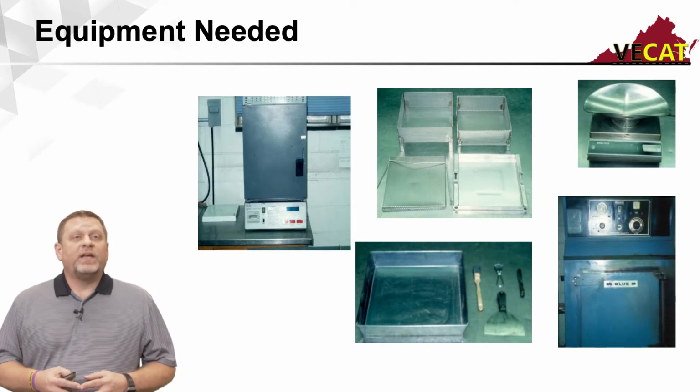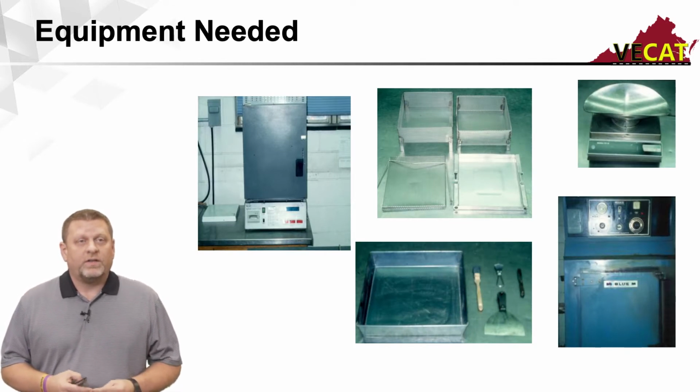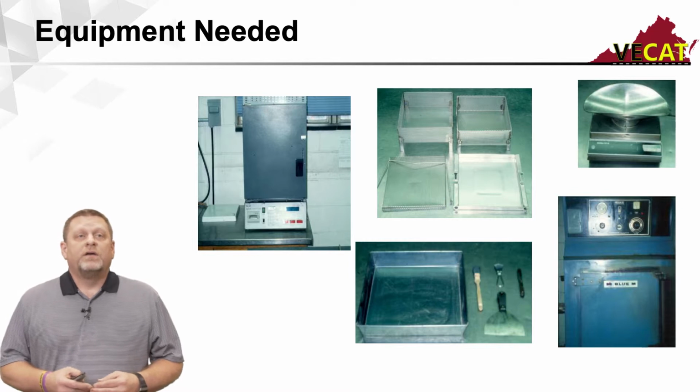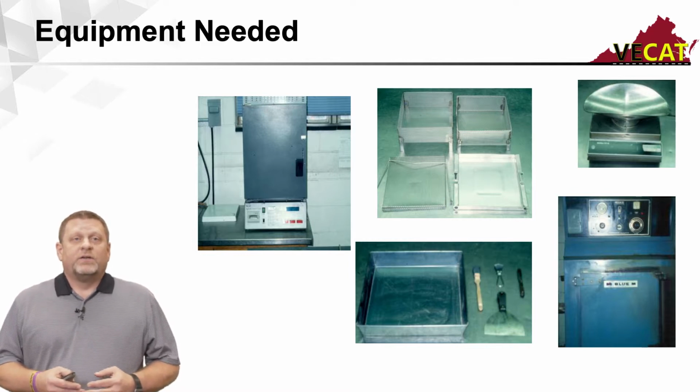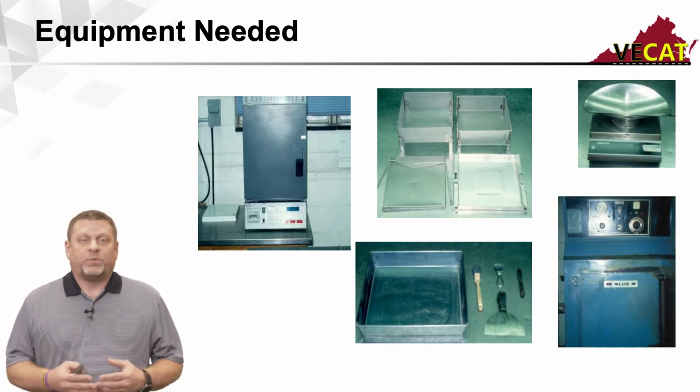The equipment that we need: the first picture you see here on the left is your ignition furnace, which is the typical furnace used in the state of Virginia that does the actual test. You can see the baskets. This is how we spread our sample out to make sure the samples burn well.